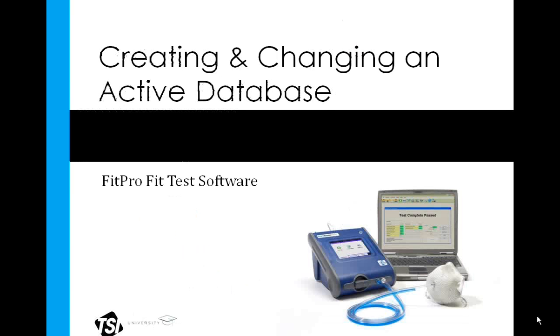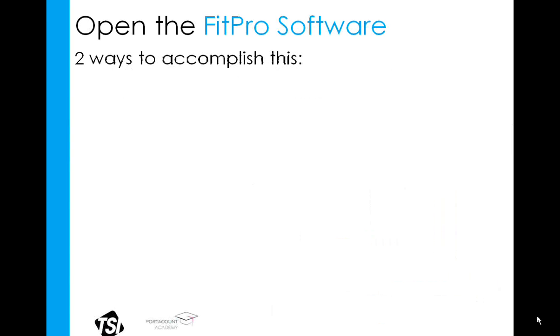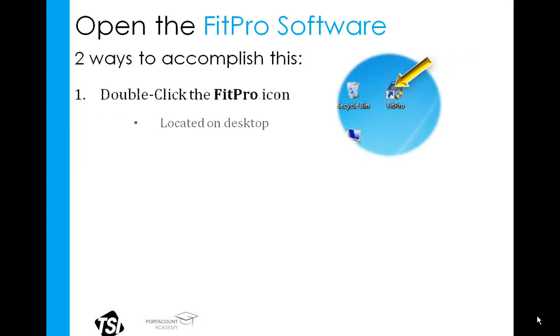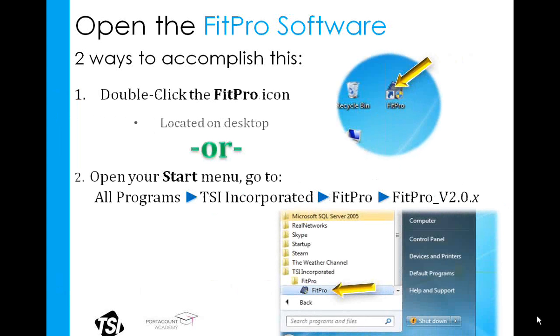So we're going to begin this whole process by walking through creating and changing an active FitPro database. Now, via your computer, we're going to open the FitPro Fit Test software. This is typically done in one of two ways, either by double-clicking on the FitPro icon located on your desktop, or by opening the Windows Start menu, going to All Programs, to TSI Incorporated, to the FitPro folder, and then to the FitPro icon as shown here.